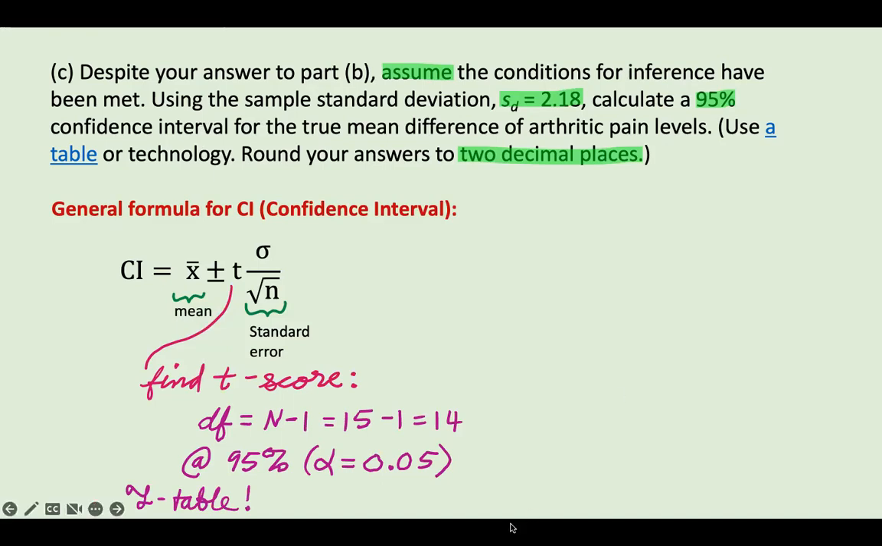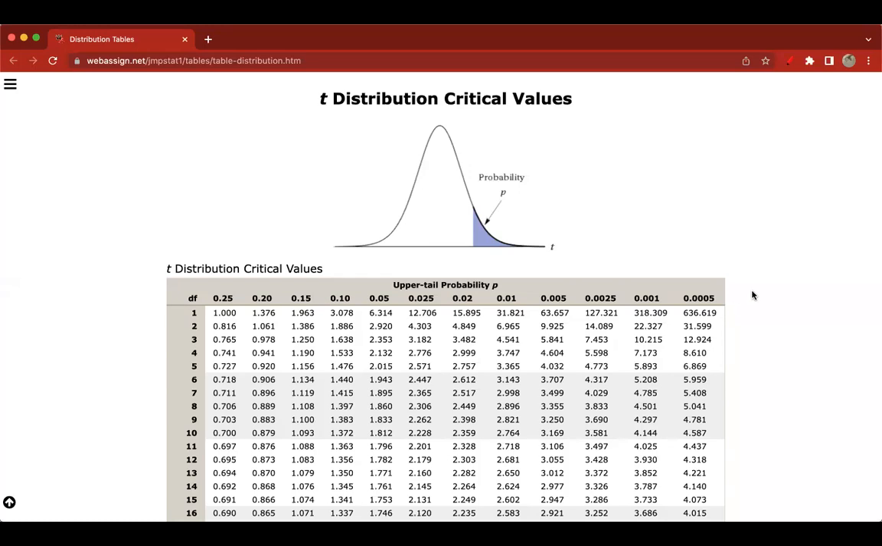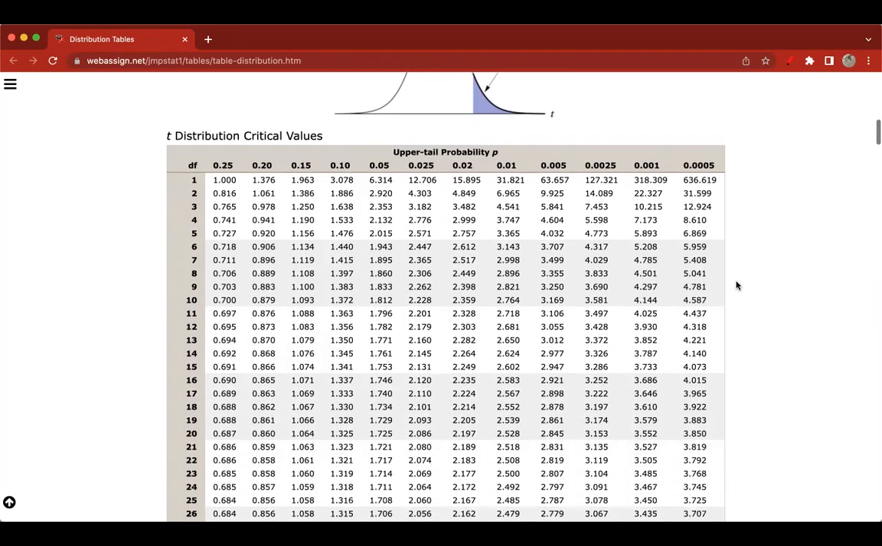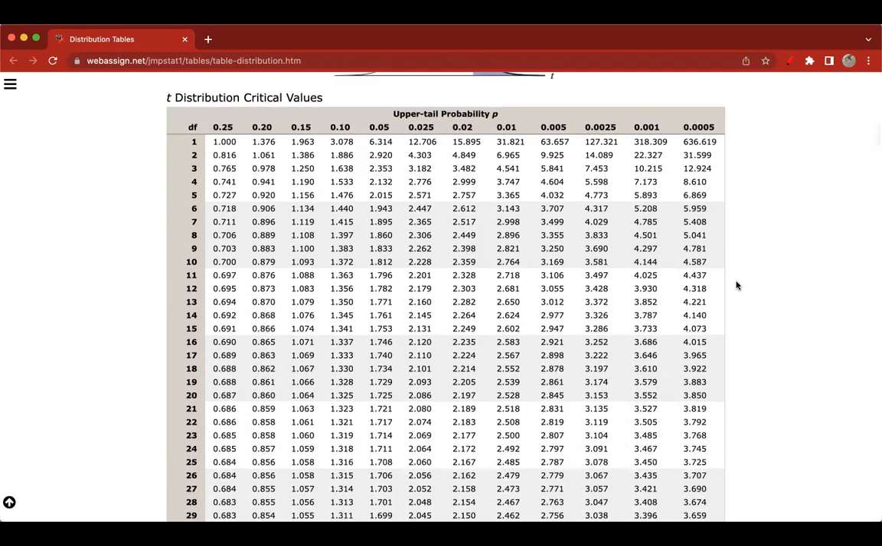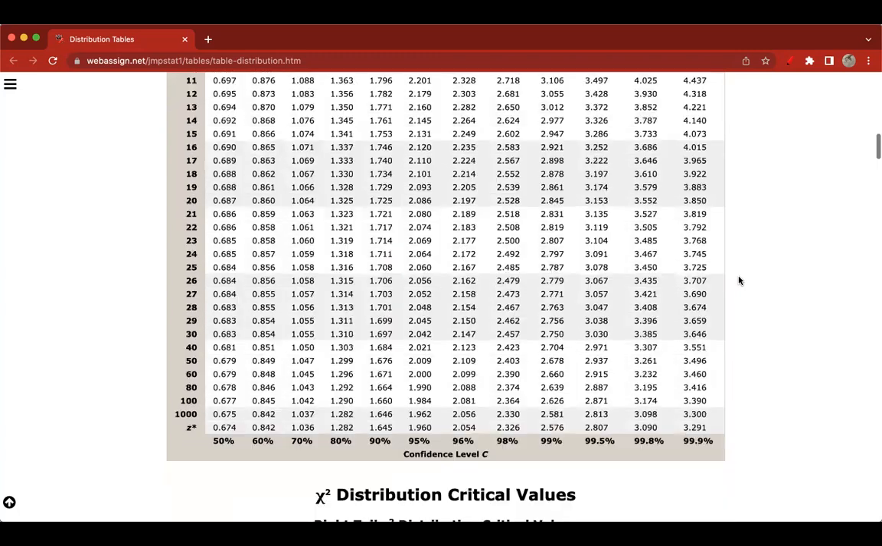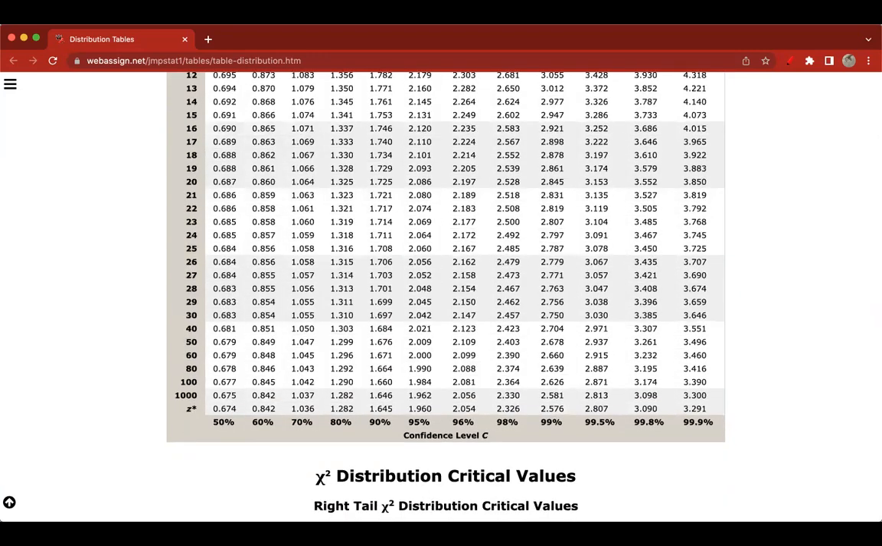So we go to our t-table now. Here we have our t-distribution critical values. Remember that we're looking for 14 degrees of freedom at a 95% confidence interval. So we scroll down, we see 14 is over here. Let's see if we can annotate. 14 is over here, and the 95% confidence interval is over here. So we draw a straight line up and see where it intersects with 14. It's over here. So our value of interest will be 2.145.